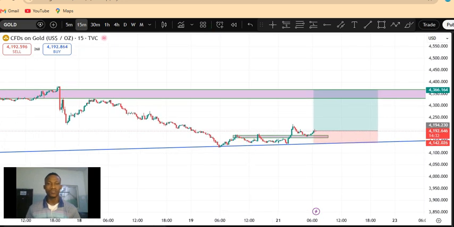I think it's clear enough today. Today's analysis is very straightforward because we are seeing the same structure from last week that's still very much validated. You can see that it's still being respected over and over again. So let's see how this plays out, because this is what I'll be looking at today.